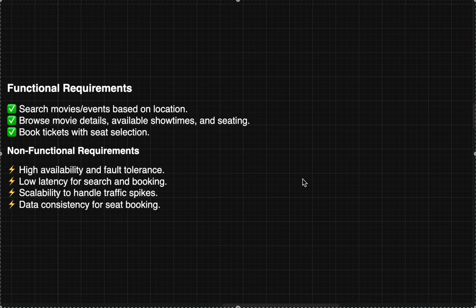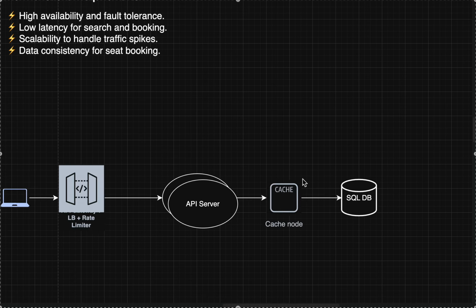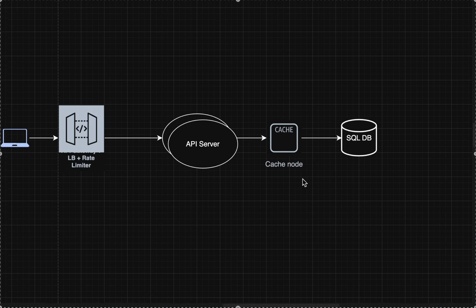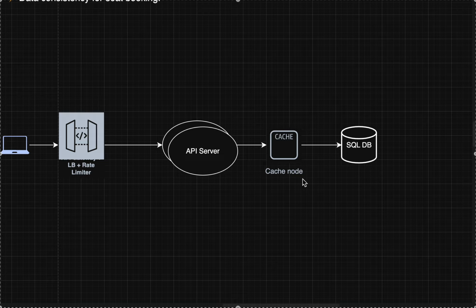And if there is a very popular show or movie happening, there can be a surge of very high traffic, so our system should be able to handle that as well. Okay, so let's start. As we follow in all our videos, we start with one basic simple design and then solve our problem step by step.